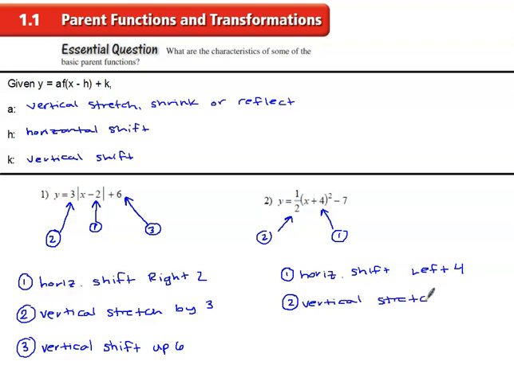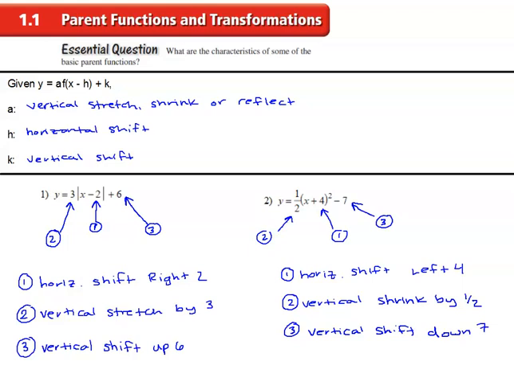So this is a vertical stretch. Since we're multiplying by 1/2, it's not going to be a stretch. It is going to be a vertical shrink by 1/2. Multiplying by 1/2 causes your values to get smaller, so that would be shrinking the graph. And then last, number 3, we're adding and subtracting, so this is a shift. It is separate from the x, so it is vertical, which leaves us with a vertical shift down 7.